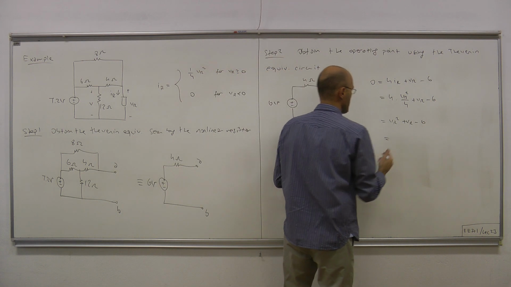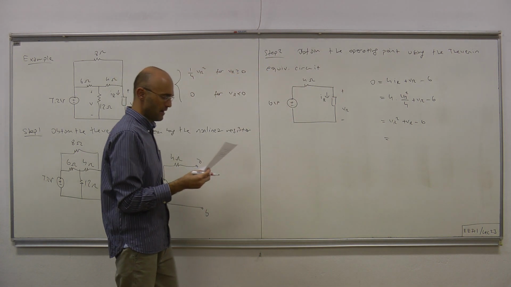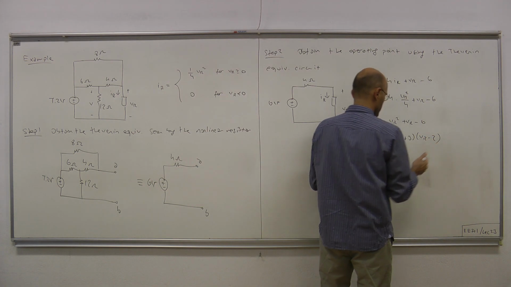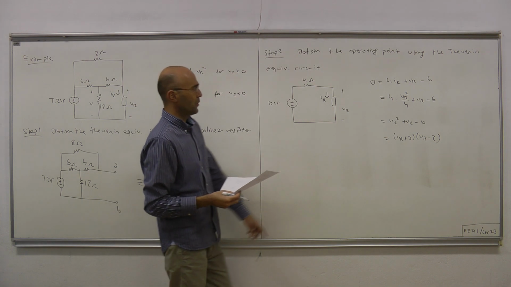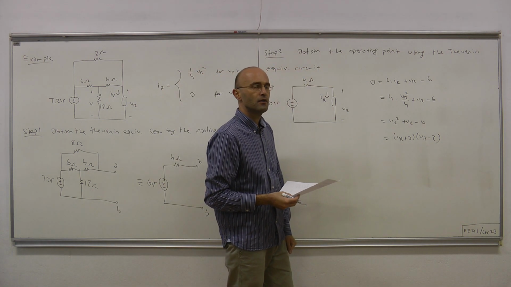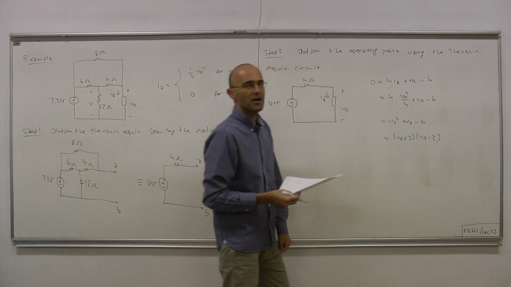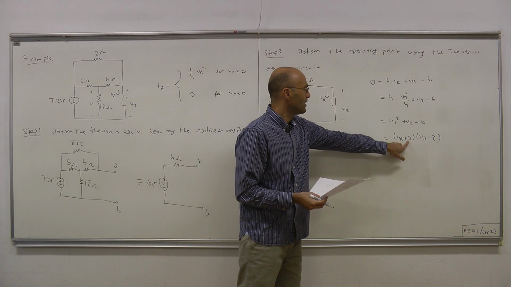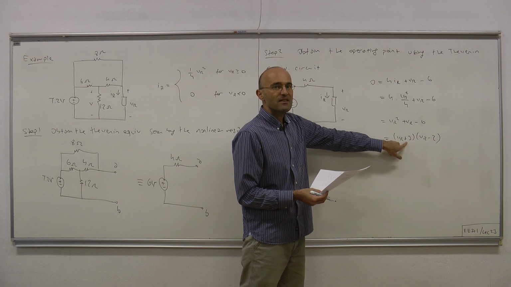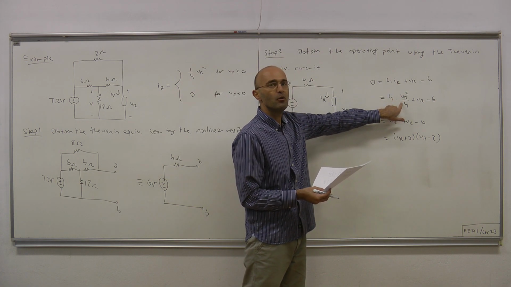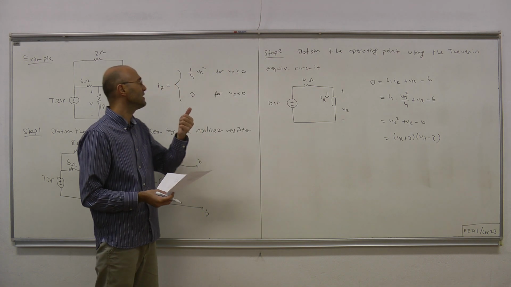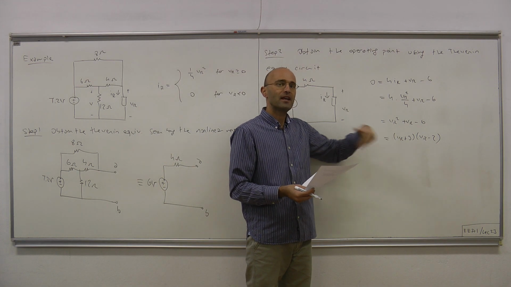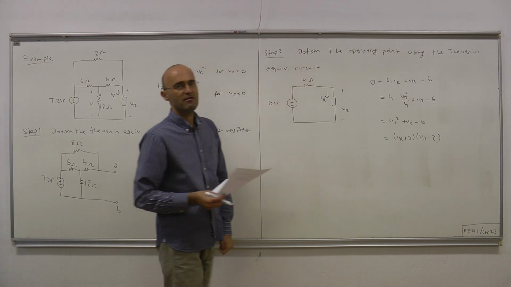And this quadratic right hand side can be written as VR plus 3 times VR minus 2. So it produces 2 real answers. One of them is at 2 volts, the other is at minus 3 volts. Note that minus 3 volts cannot be the answer, because to obtain that equation, we replaced IR with VR squared over 4. And that replacement is valid only for positive VR. Hence, VR equals minus 3 cannot be the answer. The answer must be VR equals 2 volts.